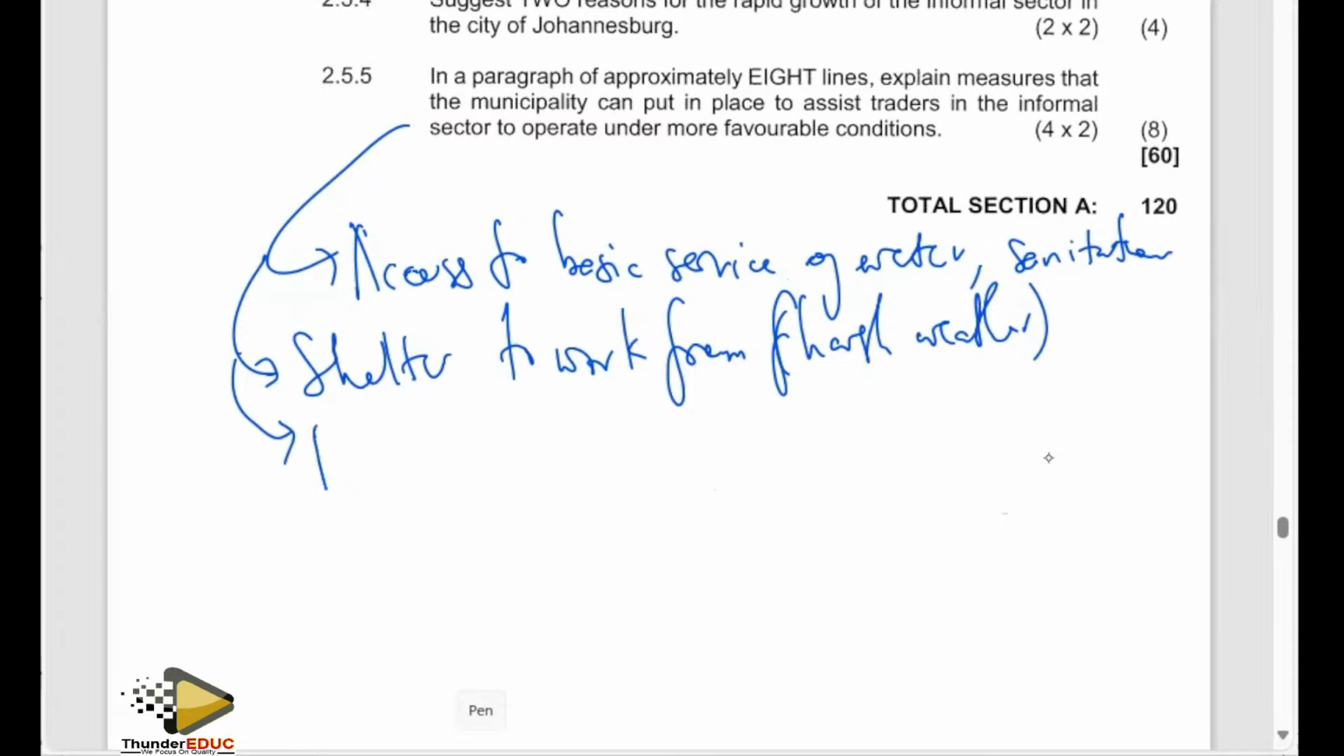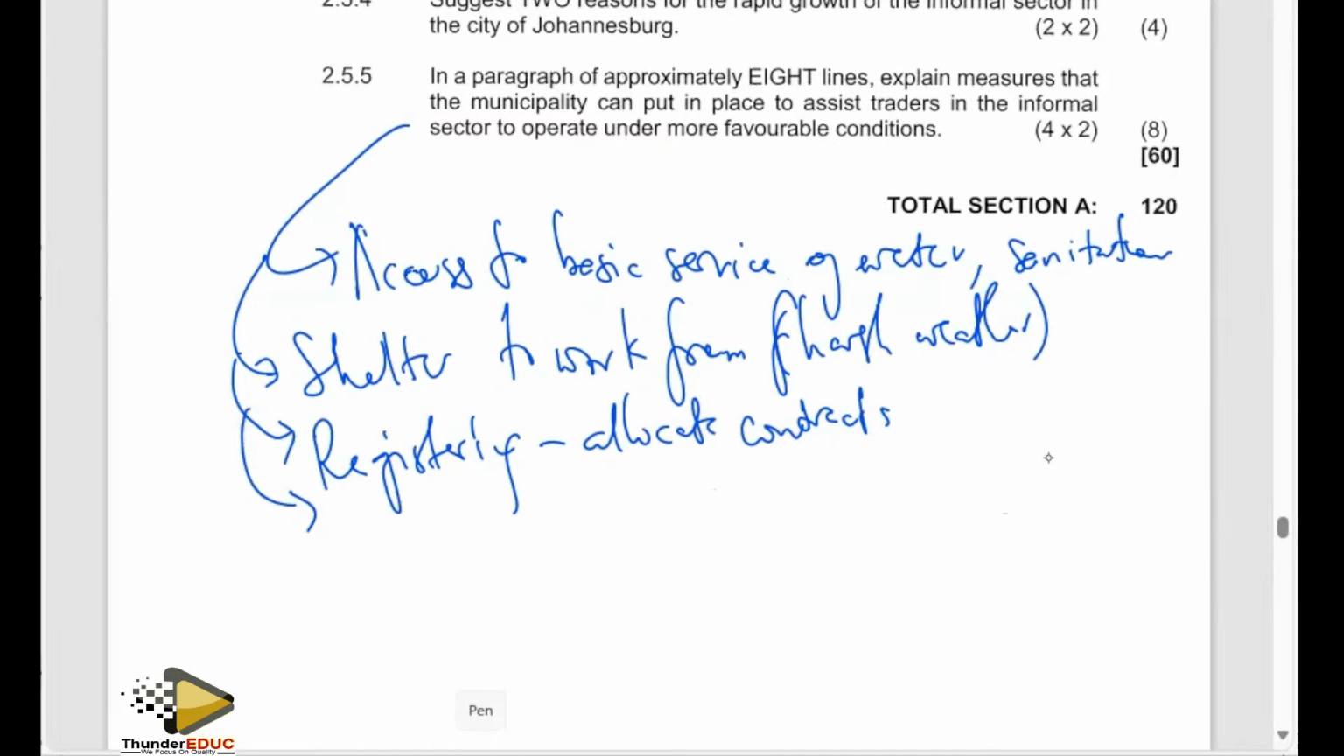And also you can talk of registering them in their database so that they can also allocate contracts to them. If they are known, then they can be given contracts in the formal sector to supply certain products or to perform certain duties. And then it will make life easier for them if they are registered and the municipality is knowing them, and they can also afford them chances to engage with the formal sector to supply some of the products to the formal sector.